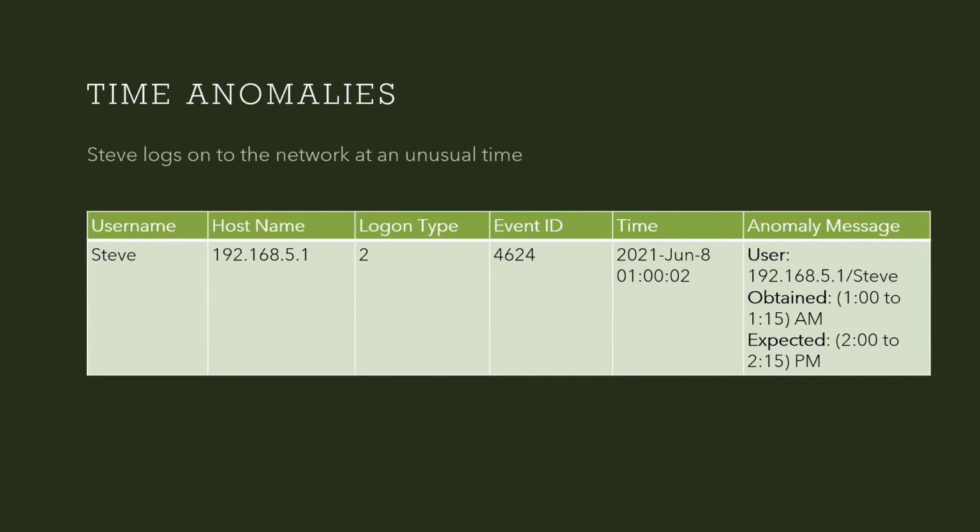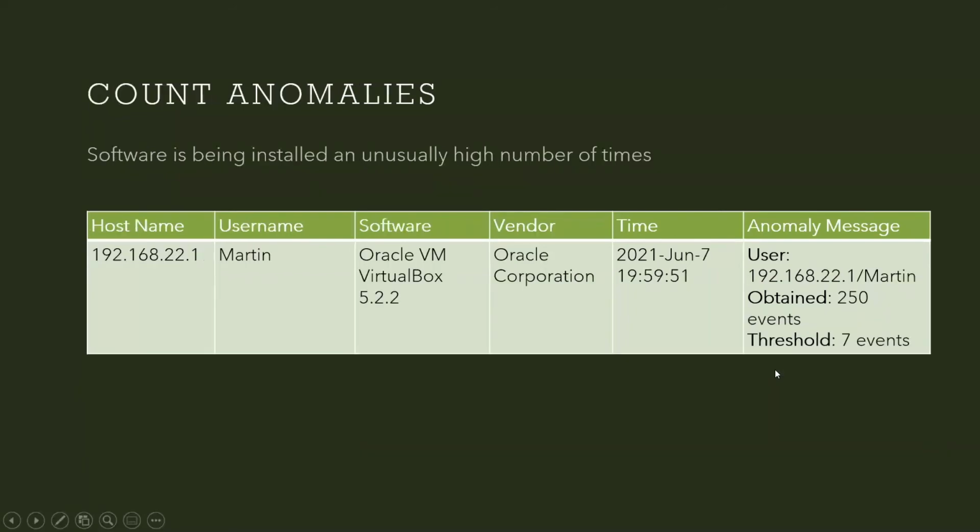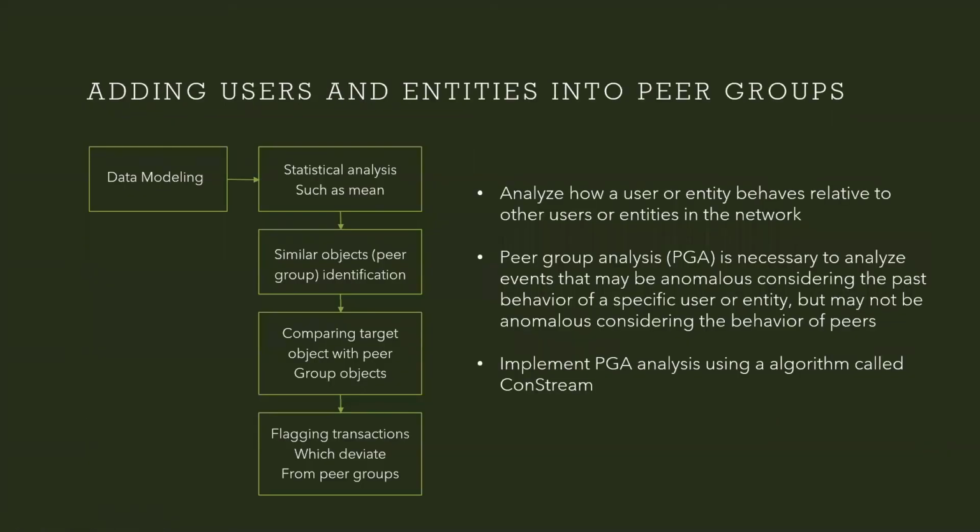So basically, Steve would be put into the marketing department's peer group because of behavior exhibited. And even though a particular activity may fall out of what is expected for Steve individually, this particular activity may still be okay when you consider the larger peer group, and therefore this activity is not really risky. So that's what peer group analysis is actually going to help you with. And one of the algorithms that we can use to implement peer group analysis is called ConStream. So how does the ConStream algorithm really work?